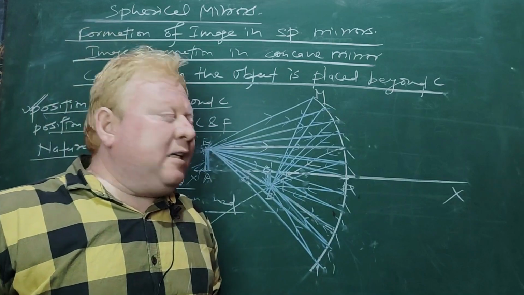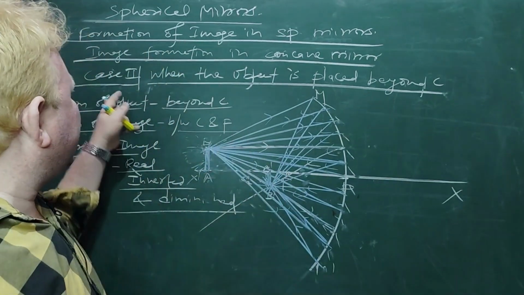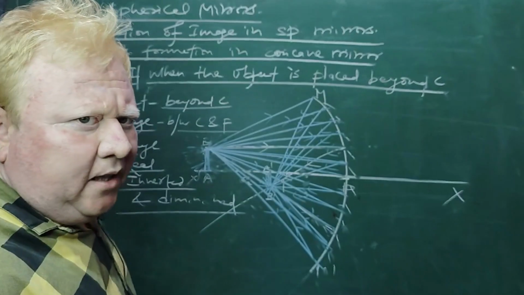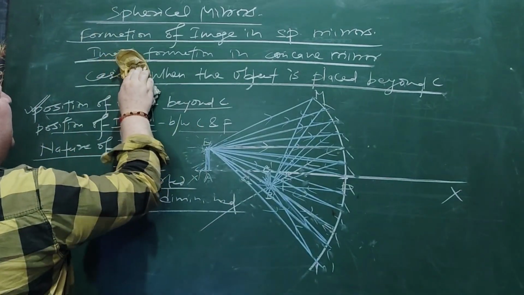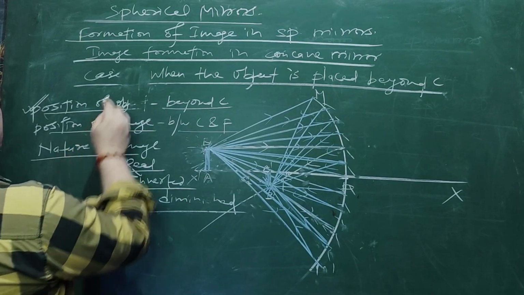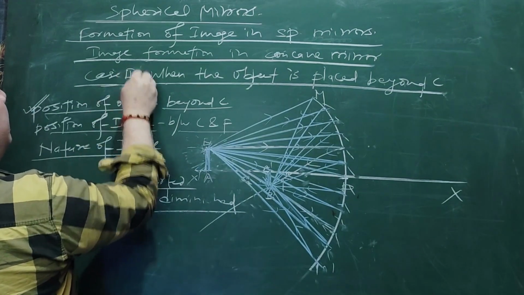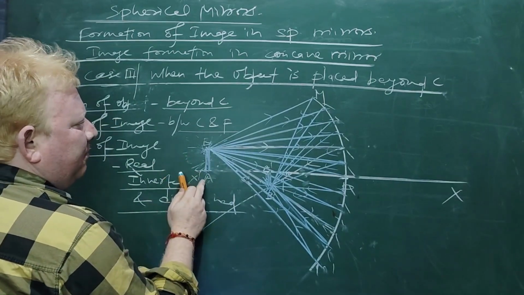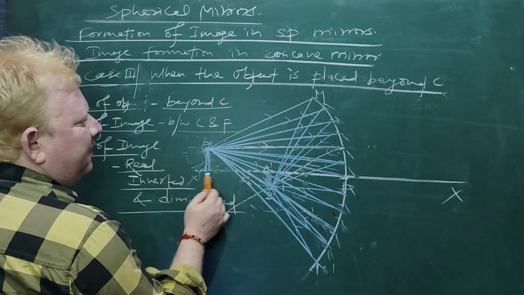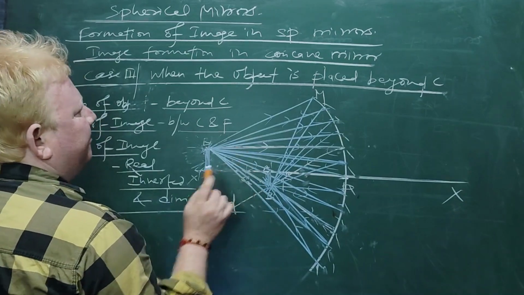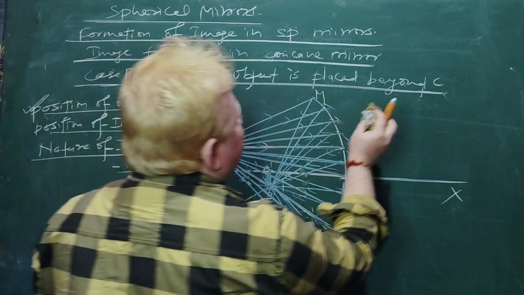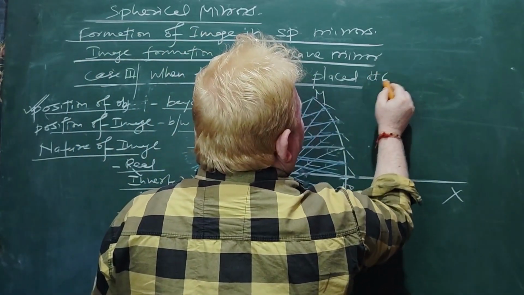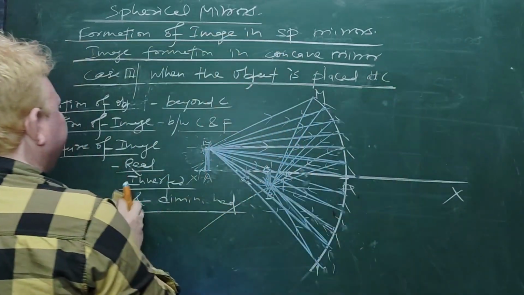Okay. Now let me rub this one and let us move on to case number 3. Clear? What is case number 3? Now see, we have placed the object beyond the center of curvature and infinity also. Case number 3 is where the object is placed at C exactly, right? So when the object is placed at C exactly, okay?